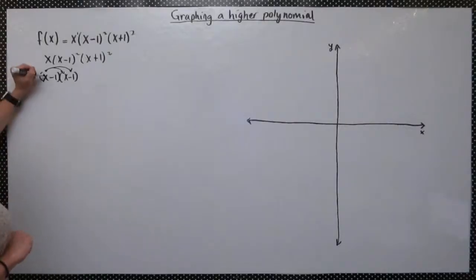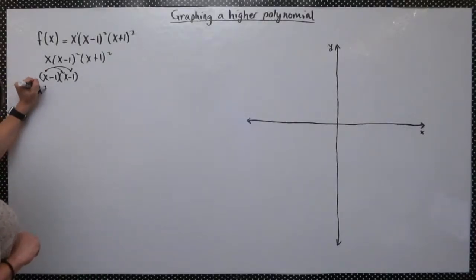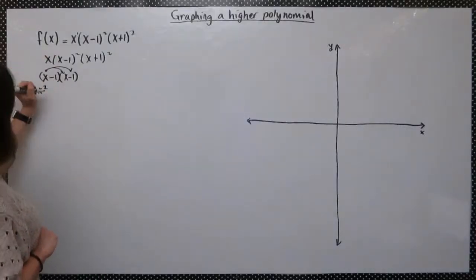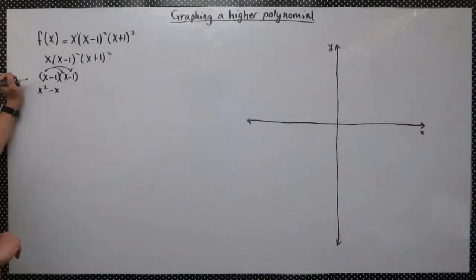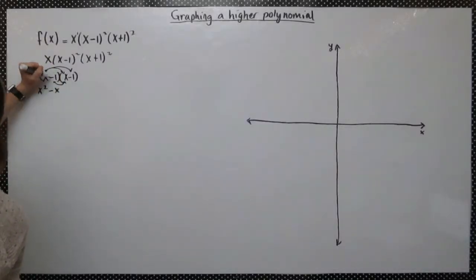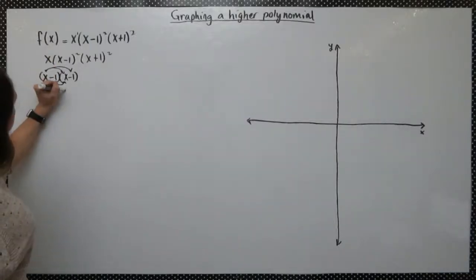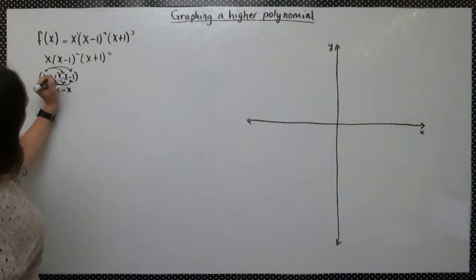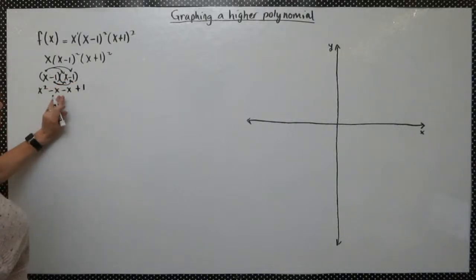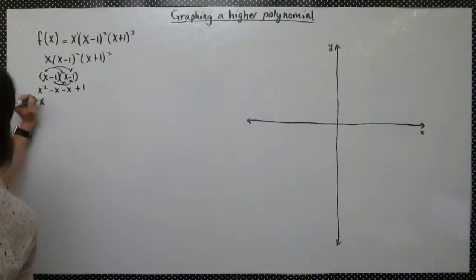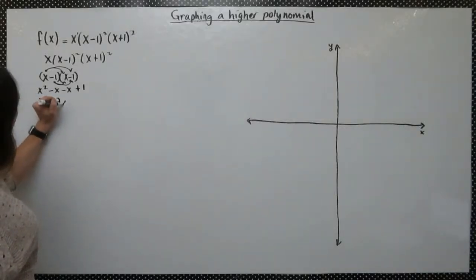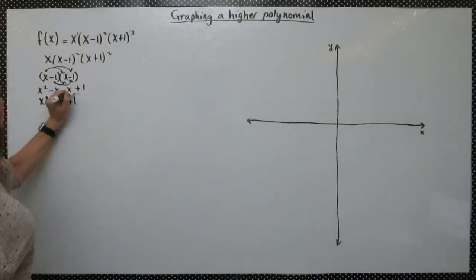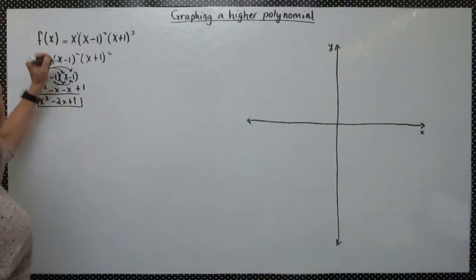Okay, so x times x is x squared. x times negative 1 is negative x. And then you go to this term: negative 1 times x is negative x. Negative 1 times negative 1 is positive 1. And then you combine your linear terms and you get x squared minus 2x plus 1. And then we'll box that, because that is this expression.